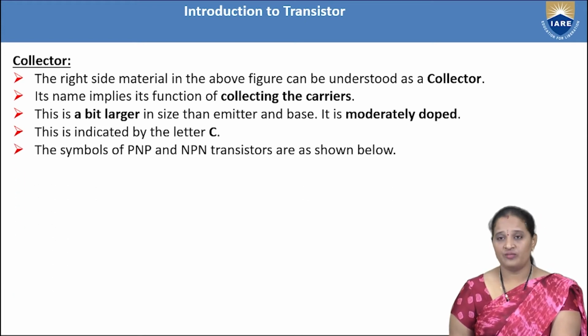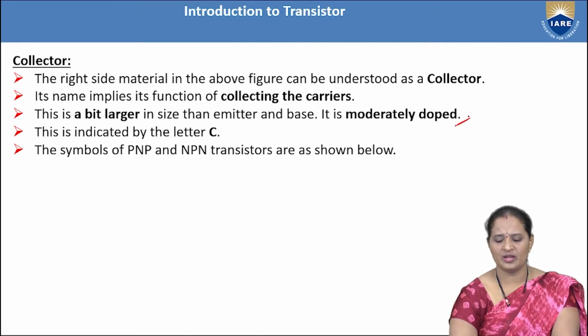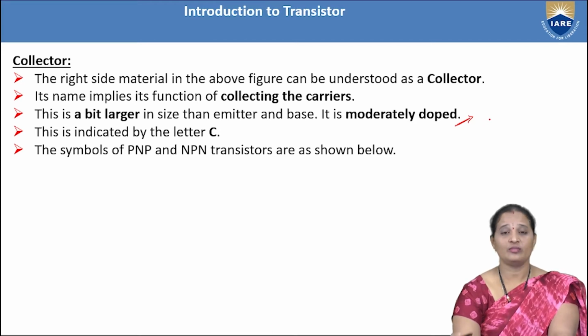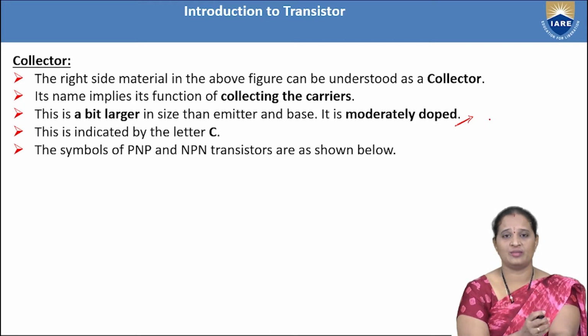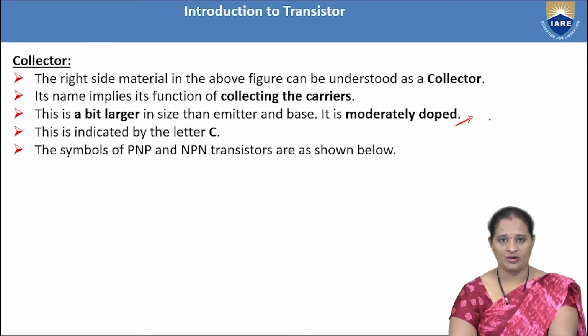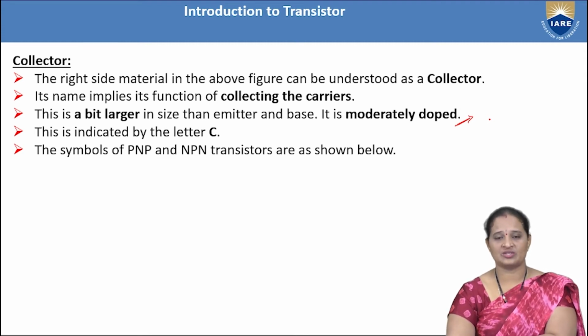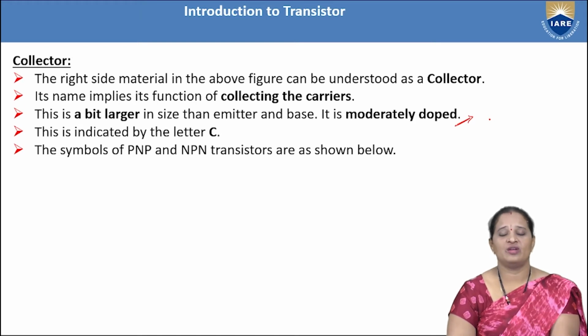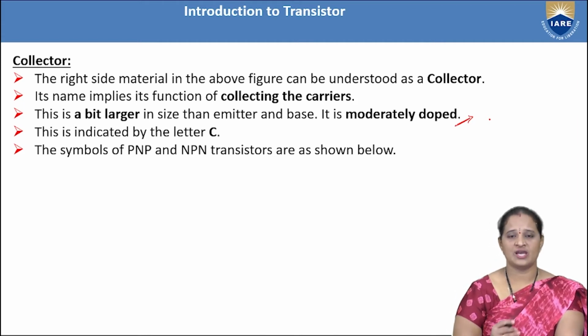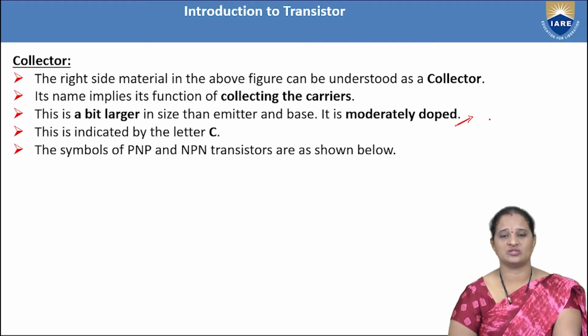Now let us see why we are making this collector terminal large in size. Because the charge carriers are generated by the emitter and collected by the collector, whenever it is collecting the majority charge carriers, there will be more current flowing, due to which heat will be generated. So in order to dissipate that heat, we need to have the size of the collector as large as possible.